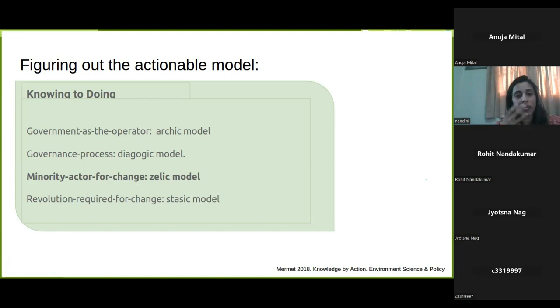The Zelic model also works on saying that we can't create large-scale changes in terms of the government as the operator, or in terms of disruptions, which is the fourth model that I will come to, but we can work on time-sensitive policy windows, right? So finally, I'll wrap up with the last model, which is the stasic model, where political economic regimes are seen to be the main source of the problem, as they act to perpetuate dysfunctional activities and political and power relations that are seen to be the root cause of biodiversity loss.